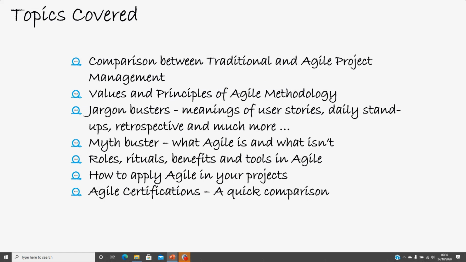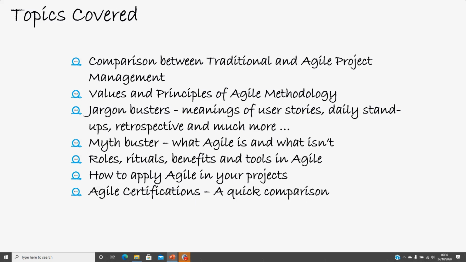We are going to cover a few key terminologies which are used in Agile, but are not as common outside Agile. We are going to bust a few myths, some misconceptions which are around Agile methodology. And we will also talk about some roles, rituals, benefits, and tools which are used in Agile.